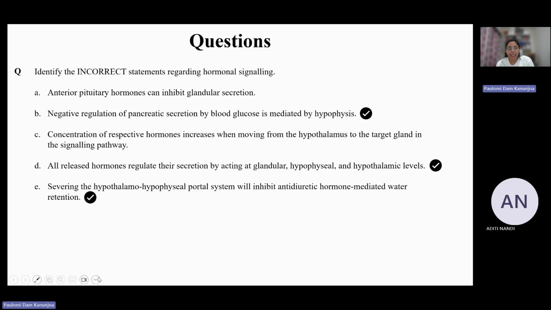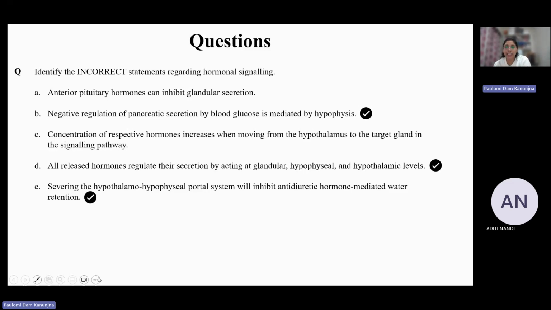And the last one is severing the hypothalamus hypophyseal portal system will inhibit antidiuretic hormone mediated water retention, which is vasopressin. And vasopressin is via the posterior pituitary, and that does not come under the portal system. So if you are disrupting the hypophyseal portal system, then the vasopressin does not get affected, and this is incorrect, right?